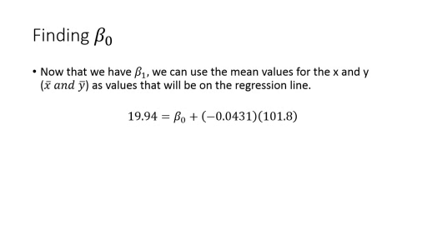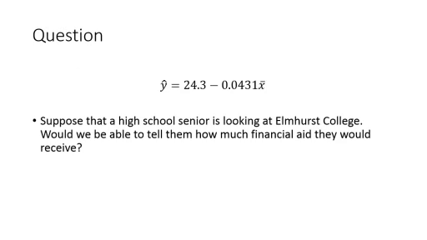Right. So now b sub 0, we end up getting as 24.3. Now we have our entire equation as y hat is equal to 24.3 minus 0.0431 x. Not x bar, just x. And that would be our equation. So now we can use this to help us predict the amount of money they're going to get.